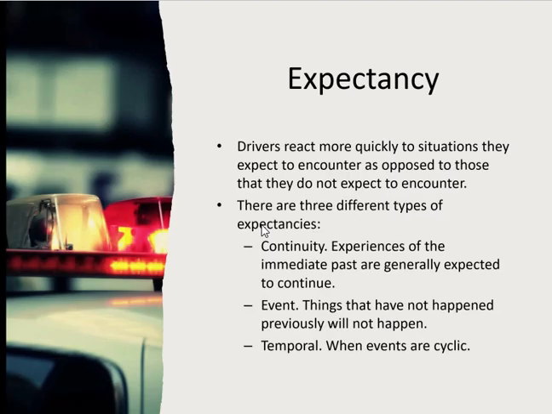We already mentioned expected and unexpected. Expected things, or expected information, or expected events, come under three categories. What are these categories? Continuity, event, temporal. Continuity expectancy is expecting the things of the immediate past to continue.